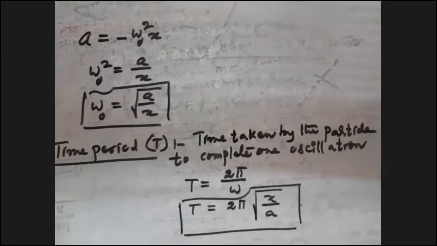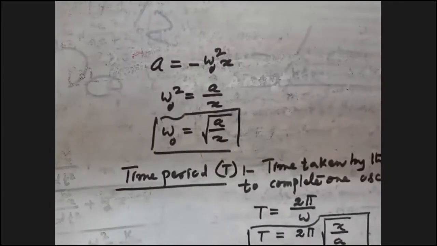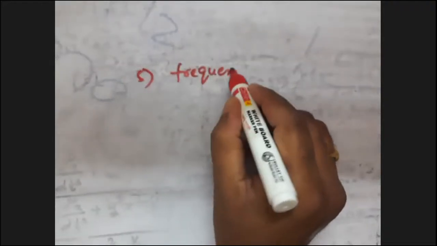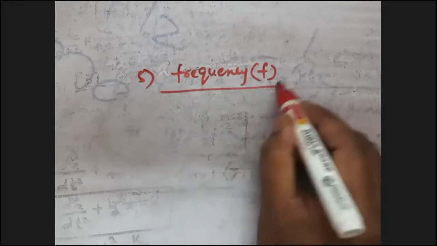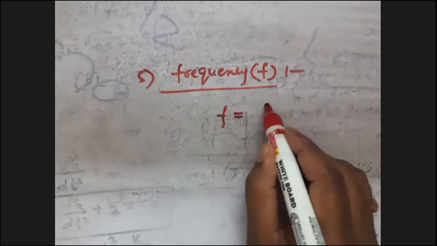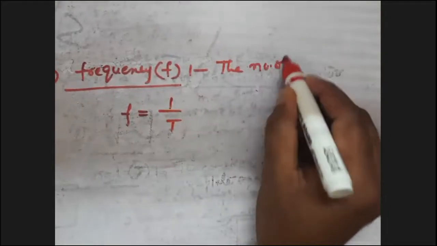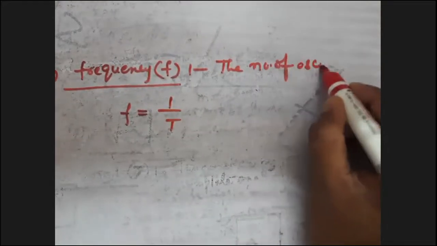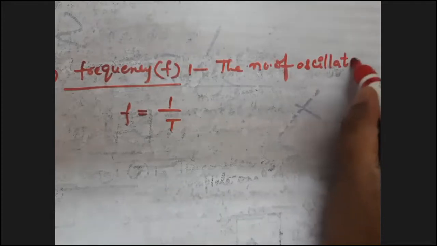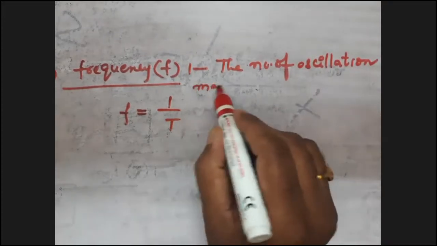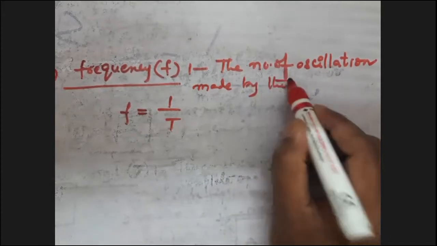Now what is the frequency? The next physical characteristic is frequency. The reciprocal of time period is called frequency. So the fifth one is the frequency of a particle executing simple harmonic motion. f is equal to 1 by T, because it is defined as the number of oscillations or the number of vibrations made by the particle in 1 second.